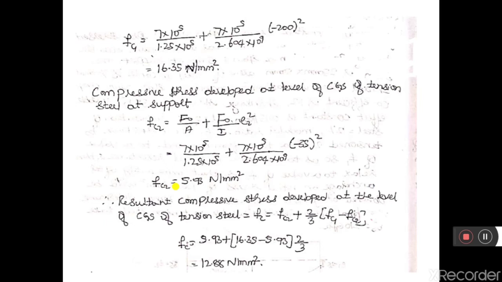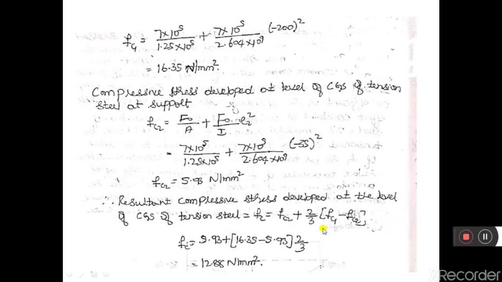So these are the two stresses developed in the member due to two different eccentricities. Then the resultant compressive stress developed in the concrete at the level of CG of tension steel: what is the average compressive stress? Fc is equal to Fc2 plus 2 by 3 into (Fc1 minus Fc2). In my previous session, I explained how this formula is obtained.